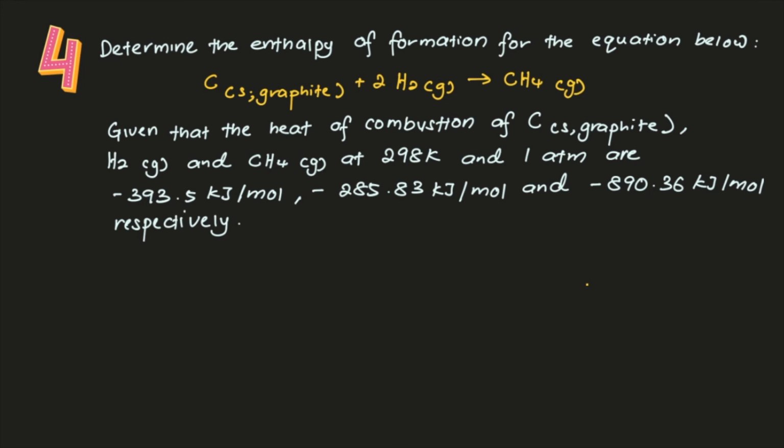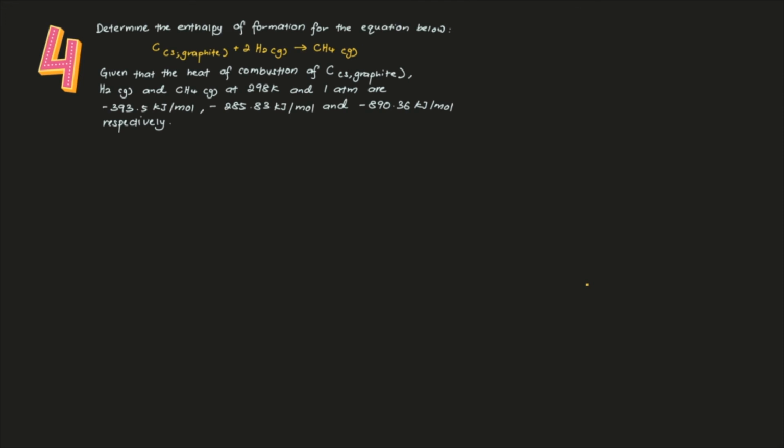Since this is a Hess law question, you need to be able to write a balanced equation for this carbon, hydrogen and methane, and the reaction that they have gone through is a combustion reaction. In a combustion reaction, you need to understand that the reaction will go through with oxygen. So it means that carbon will react with oxygen, hydrogen will react with oxygen, and methane will react with oxygen as well. So how are you going to write the balanced equation?